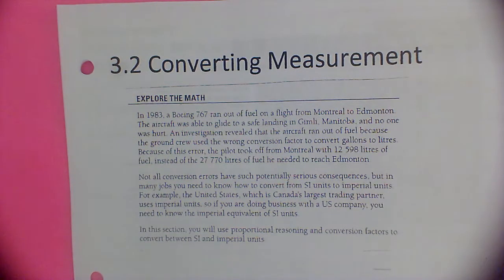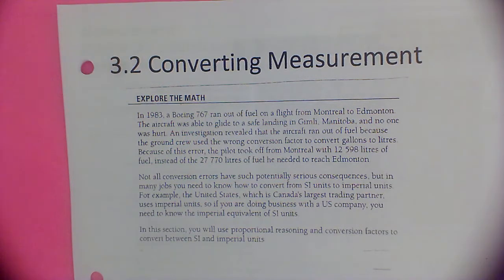of the 27,770 liters of fuel it needed to reach Edmonton. Not all conversion errors have such potentially serious consequences, but in many jobs we need to know how to convert from SI, the Standard International system, which is the metric system, to imperial units.